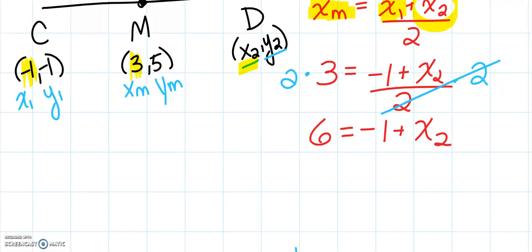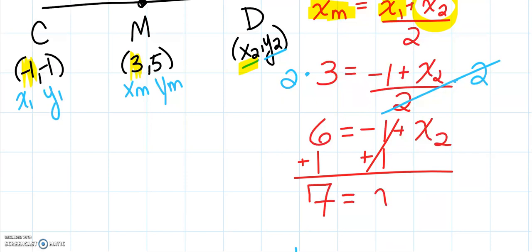Okay, now 6 equals -1 plus x2. I'm going to isolate the variable, so I'm going to add 1 to both sides to get rid of that -1. And I have 7 equals x2. So I'm going to put that in. 7 is the first half of my answer. That's going to be the coordinate for the x value of my endpoint.